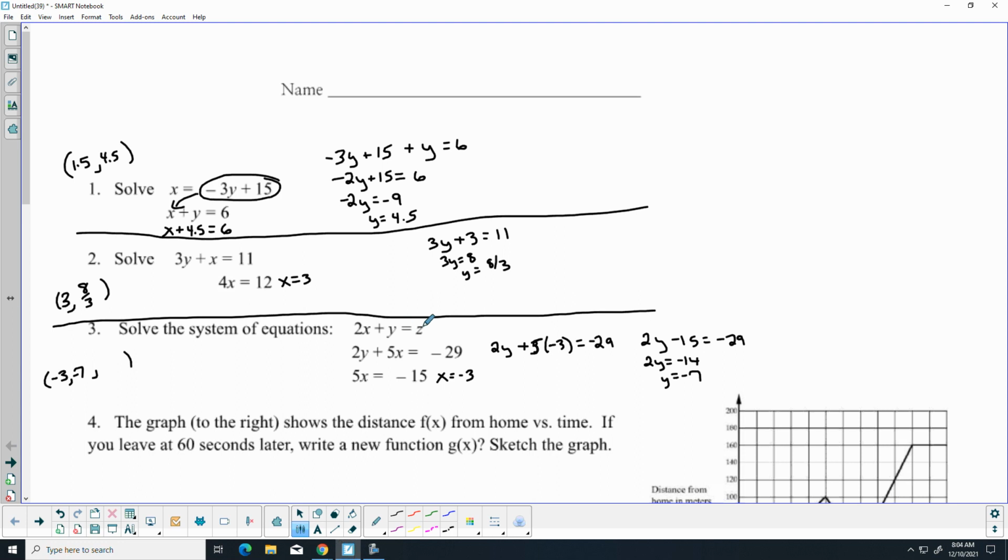Now I need to know z, so I'm going to come up to the very top equation. Well, I know x is negative 3, y is negative 7, and that's going to tell me z. So negative 6 minus 7 is z, which is negative 13. So that is going to be my answer right there.